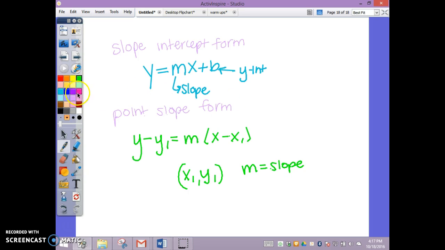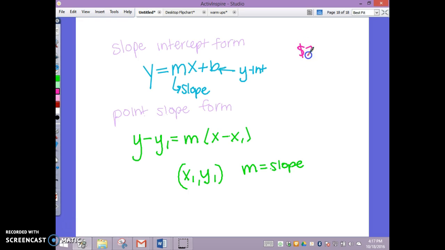So, for example, if you were told that you have $20 in your wallet and then you go to work and each hour you make $5. Well, $5 is your slope because that's your rate, $5 per hour. That will be your m. $20 is our starting point. Before you even work anything, you have $20. So we would write that 5x plus 20.